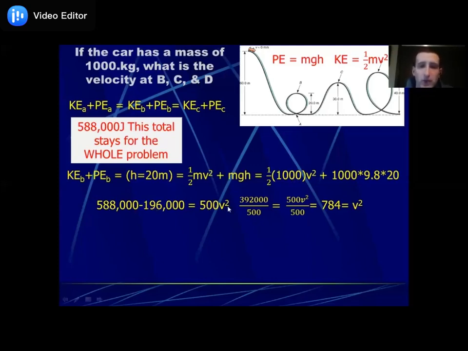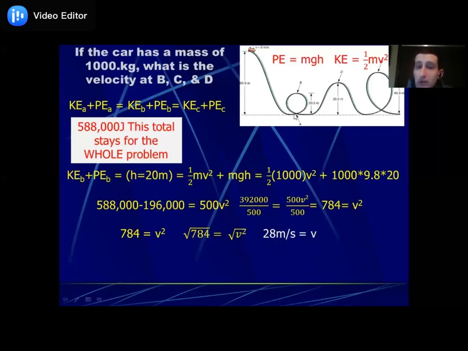So you subtract those, you get 392,000. You subtract the 392 by the 500. The 500 drops on the v squared side, and we get 392,000 divided by 500 for 784 equals v squared. And then we take the square root, and we get 28 meters per second for our velocity at B.